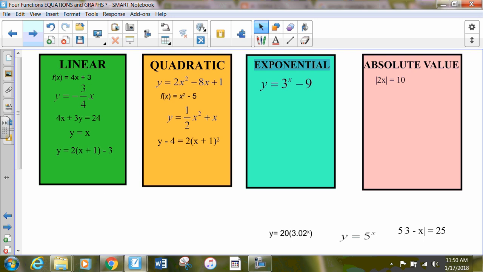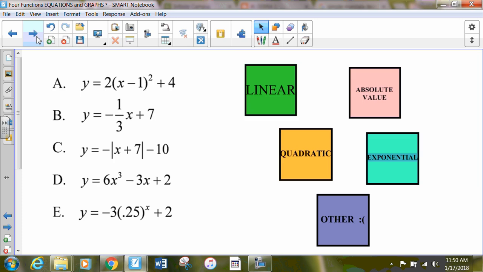What about this? There's an x in the exponent spot. Nice job. Another one with an x in the exponent spot. That's right, it's exponential. And here we have absolute value signs, and that is an absolute value function. Okay, thanks for helping me with that. That was very helpful to hear you say these things.